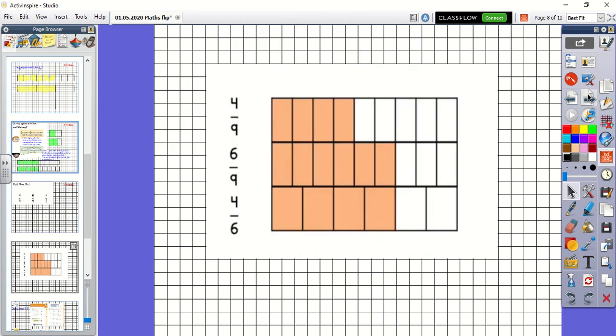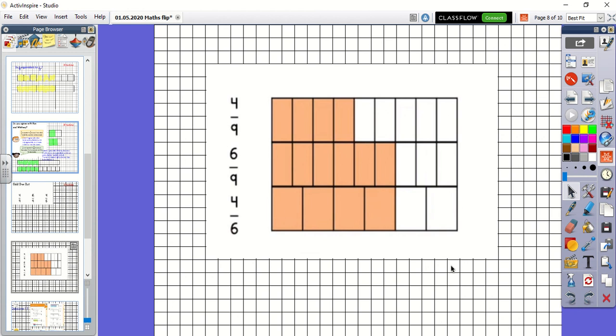Okay then. So here we have 4/9, 6/9, and 4/6. So as you can see, all of these bar models are the same size. They are the same length. The only difference is that they've been split up into different parts. So these two fractions have been split up into 9ths because the denominator is 9. And this bar model has been split up into 6ths because the denominator is 6.